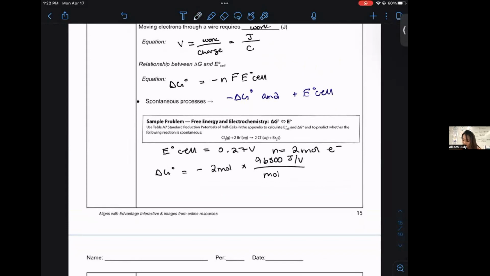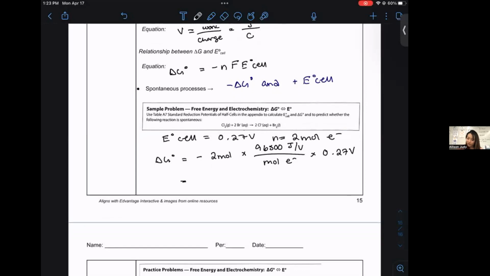So times mole of electrons. Since it's in joules, I'm going to convert to kilojoules, just to make life a little bit easier, because I think we see that this is a giant number. Just kidding, let's convert to kilojoules at the end. Times E cell, which we calculated to be 0.27 volts. You would just do that math and you'd find that this is negative 52 kilojoules per mole of reaction. Highly favorable, and therefore spontaneous.